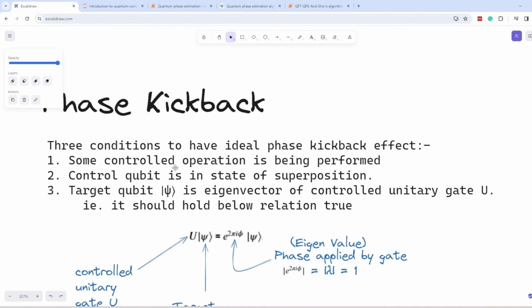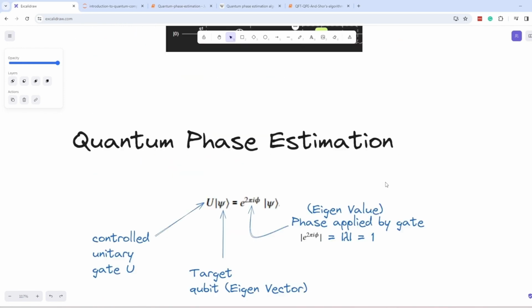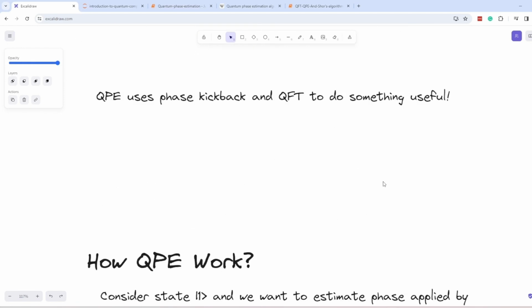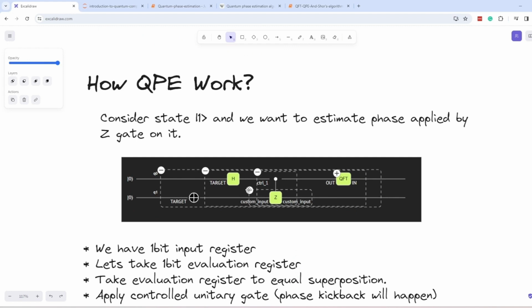First, some controlled operation is being performed. Then the control qubit should be in a state of superposition, and the target qubit must be an eigenvector of the controlled unitary gate U. If we see this, all three conditions are met here. The first condition is that some controlled operation is being performed. So yes, a controlled operation is being performed here.